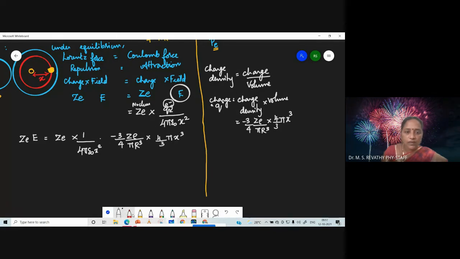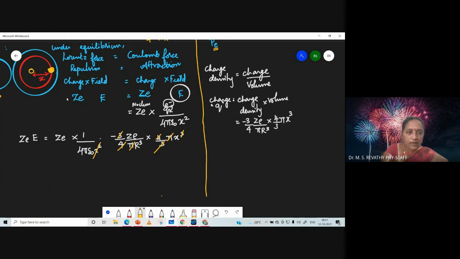Okay, so in this equation, let us just cancel out all the terms which are similar. So here 3 goes off, 4 goes off, pi cancels out, and we have ZE and ZE this side. What else can we cancel? Yes, here x cube is there, so here x square. So x square goes off, here only x will be there.